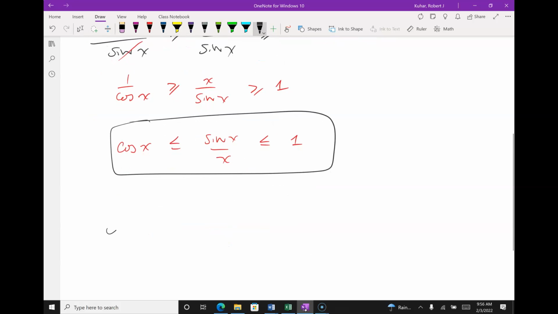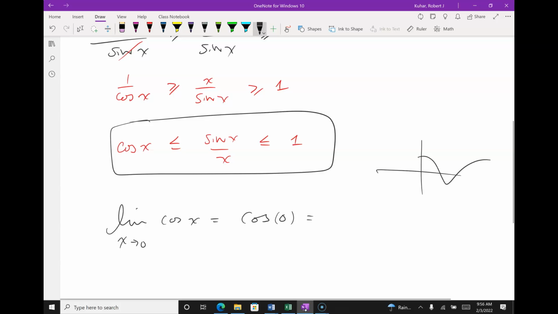Let's see what happens. The limit as x goes to 0 of cos of x is cos of 0, which is what number? Yep. And then the limit as x goes to 0 of 1 is trivial, is 1. There's no way, it's always the same height. So we've got it.